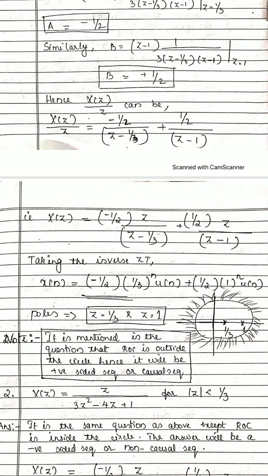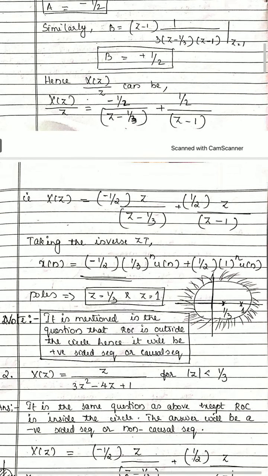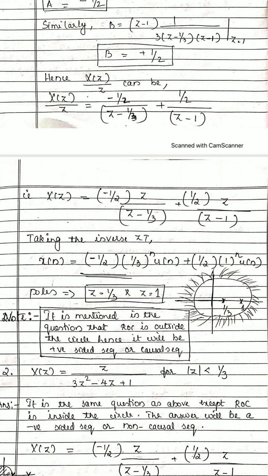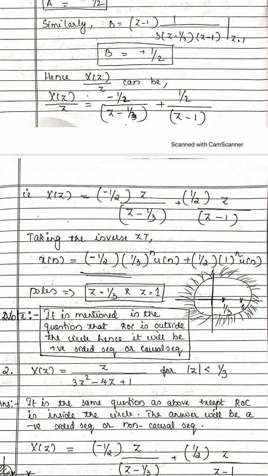That is z minus 1 by 3 is equal to 0, that is z is equal to 1 by 3. z minus 1 is equal to 0, z is equal to 1. You can have the different poles and you can plot the graph of the ROC, where real z is the x-axis and the imaginary z is the y-axis.